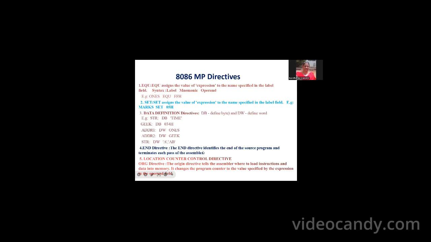The END directive identifies the end of the source program and terminates each pass of the assembler. Now we have another one called the location counter control directive, that is the ORG directive. The ORG directive tells the assembler where to load the instructions and the data into the memory. Normally the first line in our program would be ORG, where you mention where you want to store your program in the memory. It changes the program counter to the value specified by the expression in the operand field.